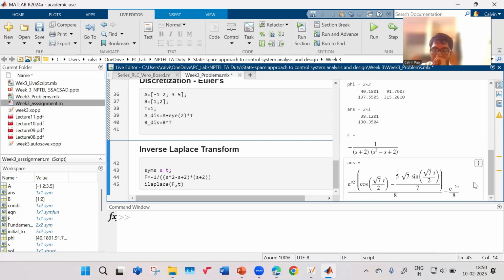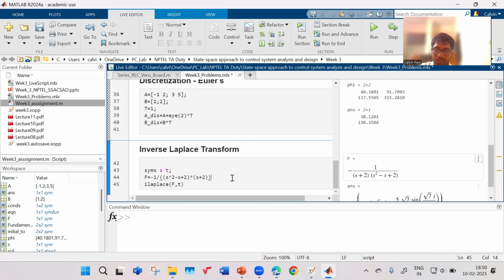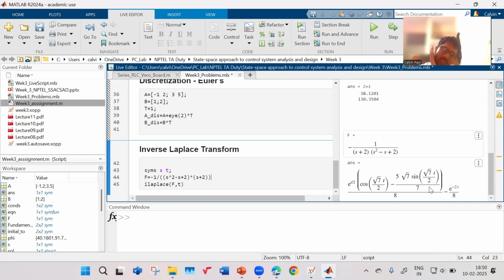So this is the inverse Laplace transform. So actually it is very complicated, right? That's why I didn't do it. So this is how you can actually use MATLAB to solve, okay, and to check your answer, right? So let us do from the start.